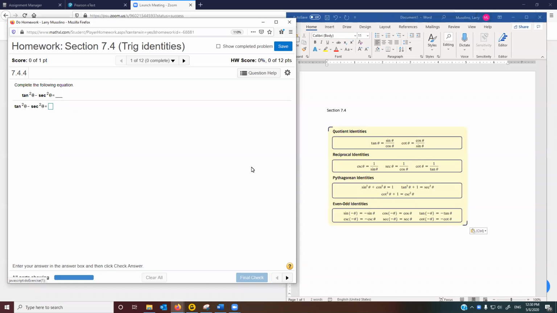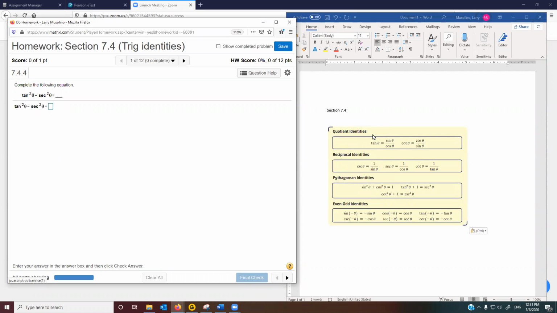Hi, folks. I'm recording a video for Section 7.4. And Section 7.4 has to do with what's called trig identities. What we'd like to do here is manipulate different trig expressions in several different ways. And I'm going to use some identities from our textbook, Section 7.4.